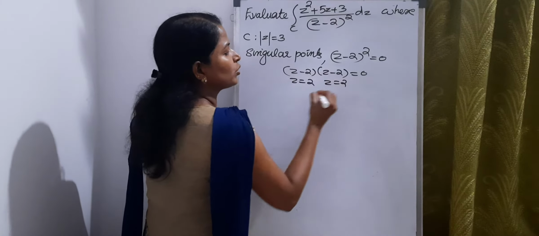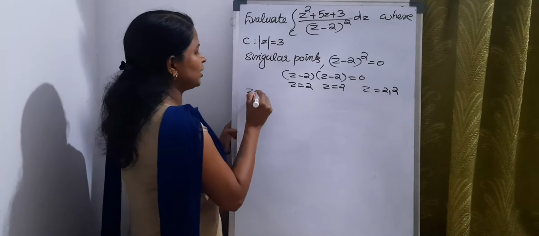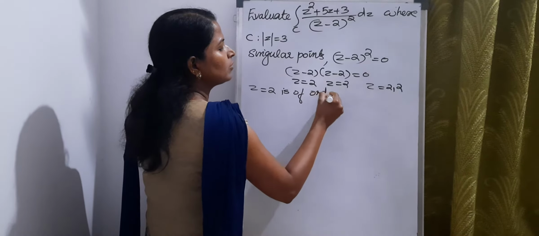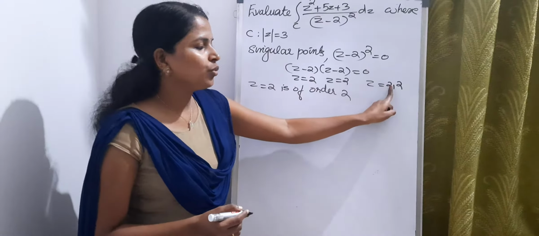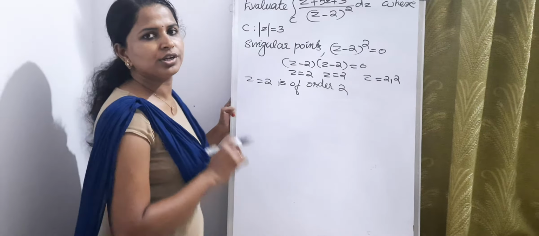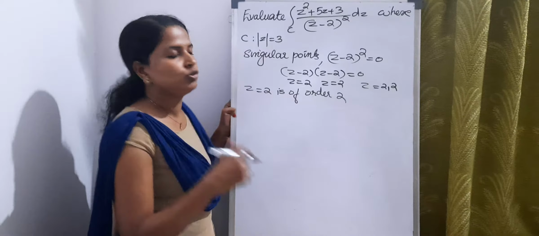Here we get z equal to 2, 2. That is, z equal to 2 is of order 2. Then we check whether this point is inside or outside.